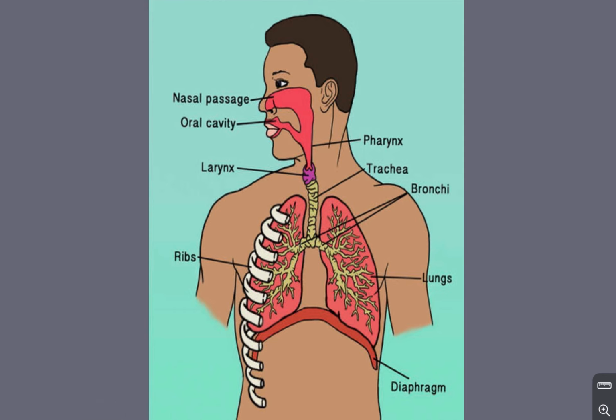Now here we can see the nasal passage, and inside the nasal passage we have tiny hairs, or we can call them cilia. They trap dust, and they have mucus also. They filter the air, and then this air passes from the oral cavity down to the pharynx, which is called the throat, and then from the pharynx to the larynx, which is called the voice box, and from the voice box it goes down the trachea, which is called the windpipe.